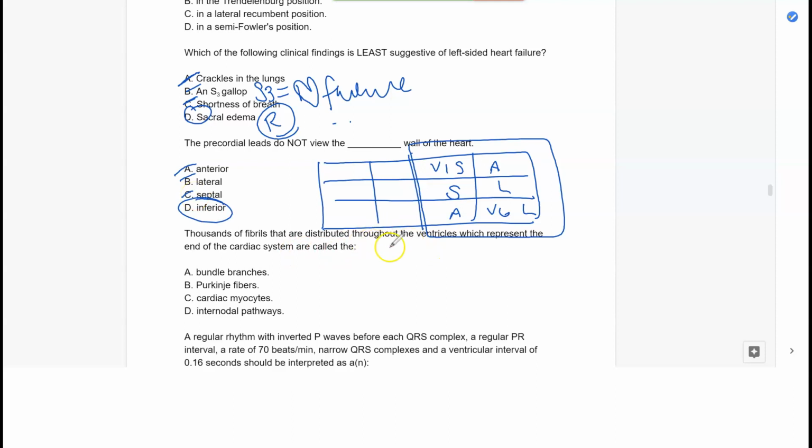Thousands of fibrils are distributed throughout the ventricles, which represent the end of the cardiac system, right? So you have your beginning of your cardiac electrical system, which is your SA node, your AV node, and your Purkinje fibers are at the end of the electrical system.